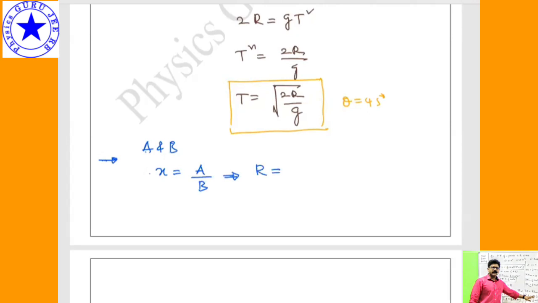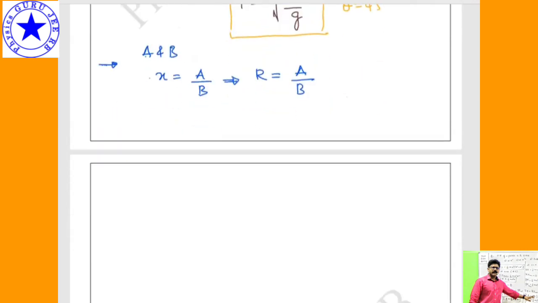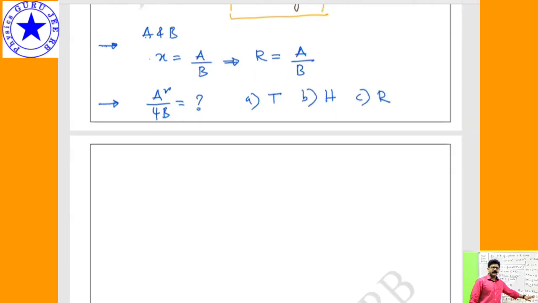That is nothing but range. Of course, we derived a by b, right? Next, second question: a square by 4b equals question mark. So what is this one? The options: A is time of flight, B is maximum height, C is range. Come on, calculate and tell me first.